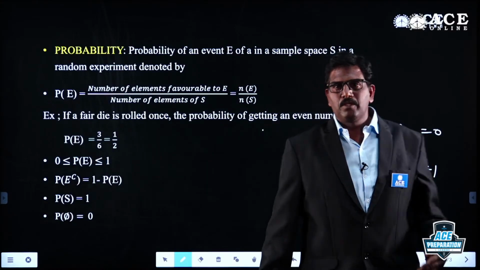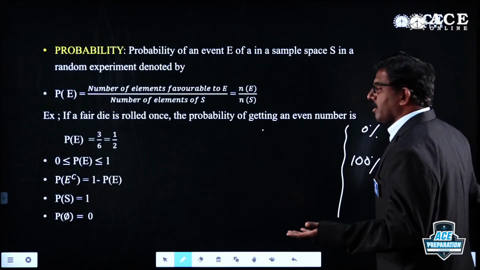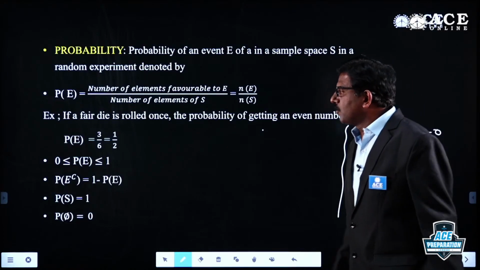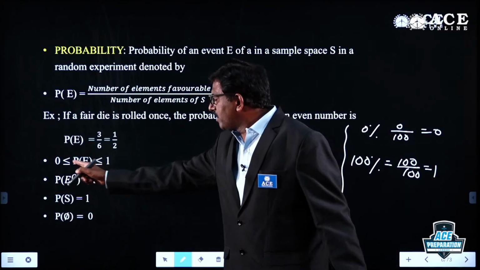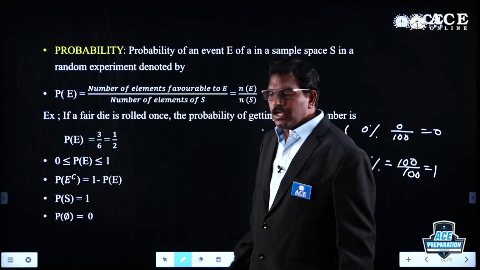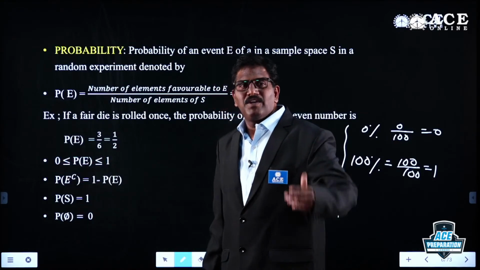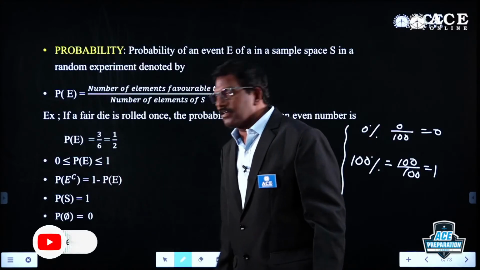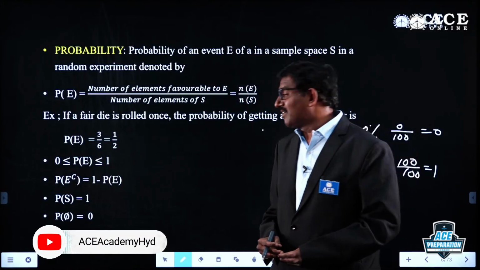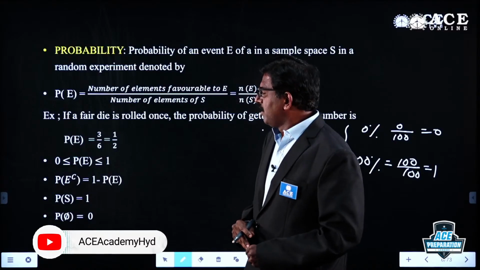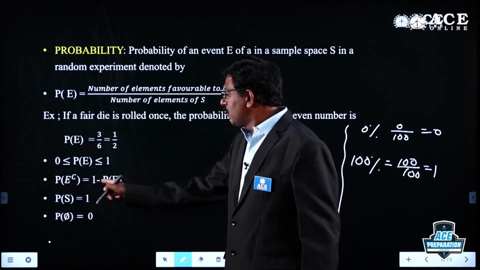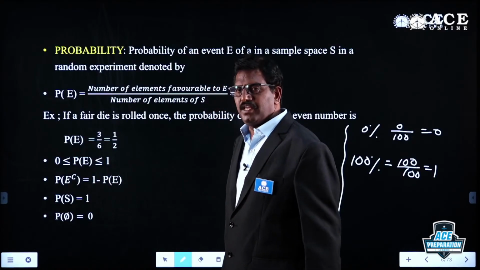The minimum probability is 0, meaning no chance. The maximum probability is 1. So the probability P is between 0 and 1. If P(E) is equal to 0, that event is called an impossible event. If P(E) is equal to 1, that is called a sure event. Now coming to E complement, the probability of E complement is 1 minus the probability of E.